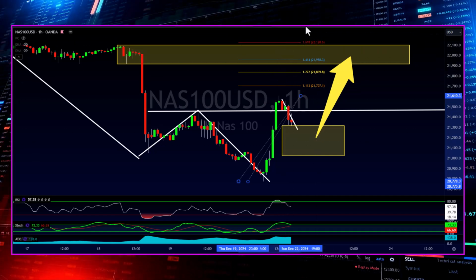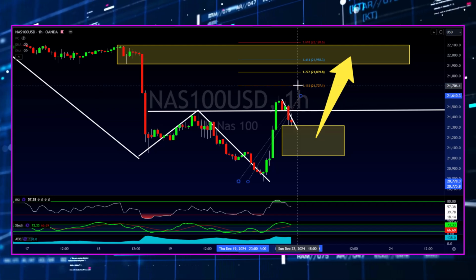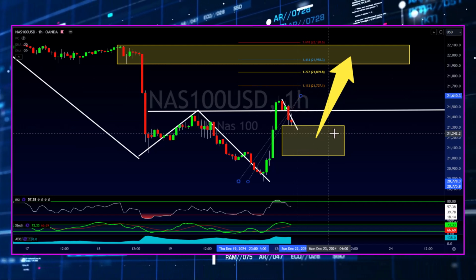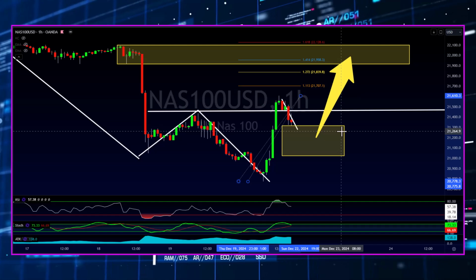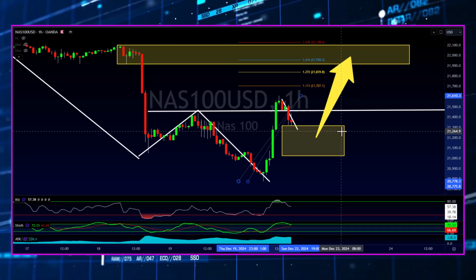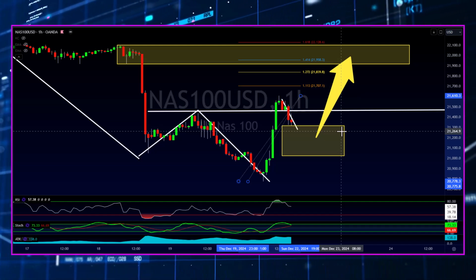I'd get a little bit below that. We may have an AB equals CD pattern there as well, depending on where this reverses. So that is the bigger generic trading idea that we're looking for here.